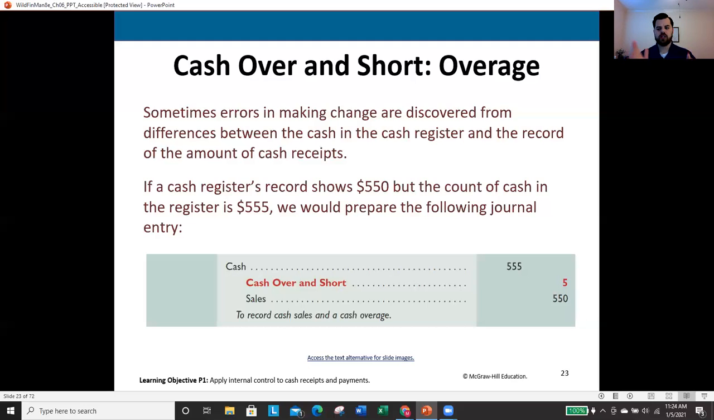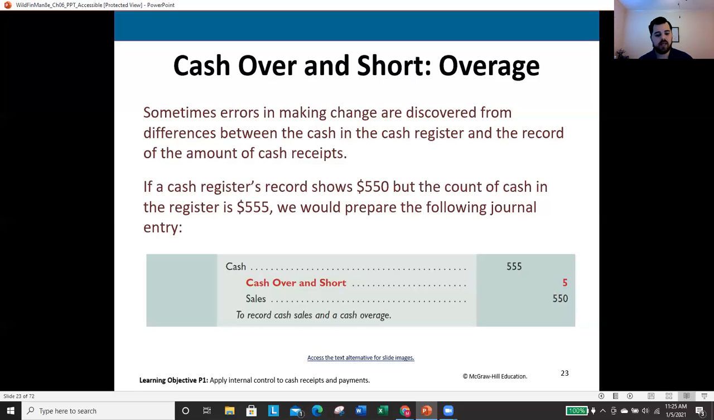In this case, we're actually dealing with the opposite situation. There's too much cash in the drawer at the end of the shift. For some reason, we gave somebody less money than we should have. So let's see here. If the cash register's record shows $550, that is what should be in the drawer. But the count of cash in the register is actually $555. What does that journal entry look like? Here's the deal. You have to record cash for the amount that you actually have.